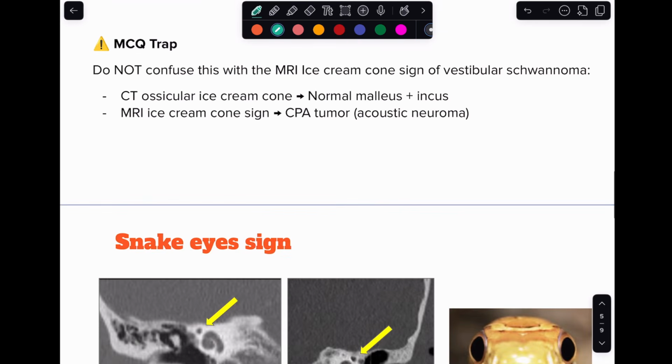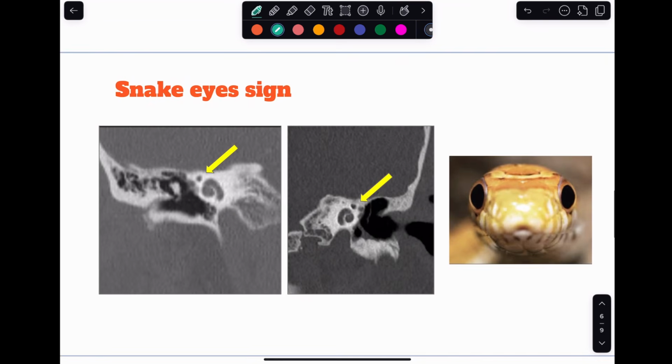Now, next let's talk about the snake eyes sign. Snake eyes sign is again a radiological sign. If you look at this image over here, you can see that these are the two snake eyes-like structures that we are seeing just above the cochlea, just superior to the cochlea. This is basically the two facial nerve segments that appear like the two eyes of a snake superior to the cochlea. This sign is important because this will help us in identifying the facial nerve course.